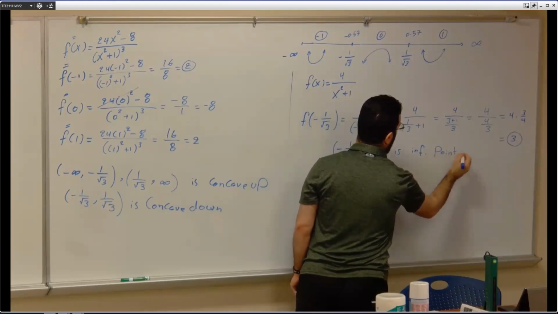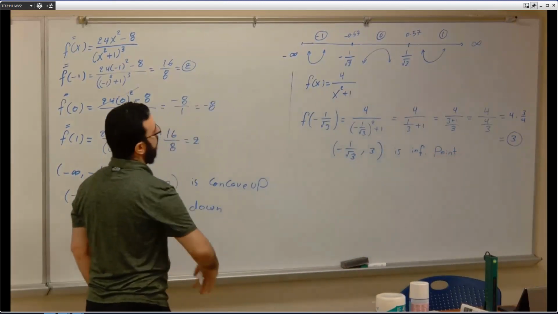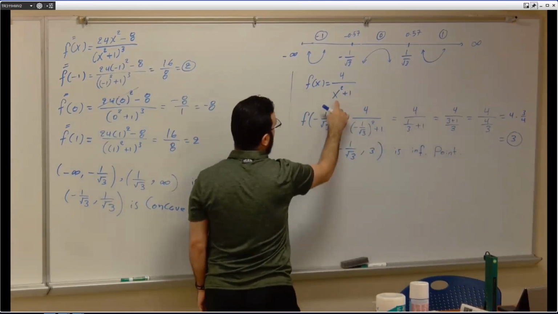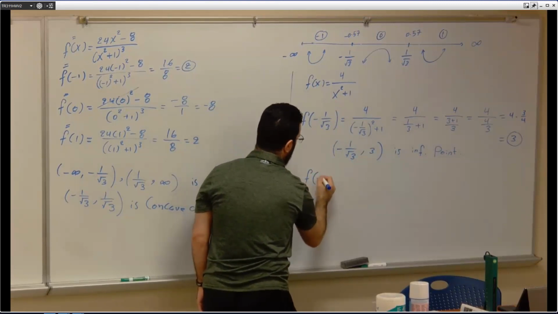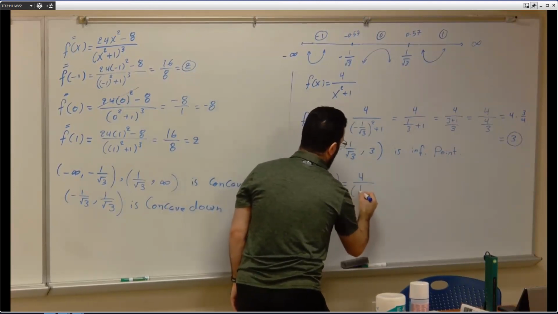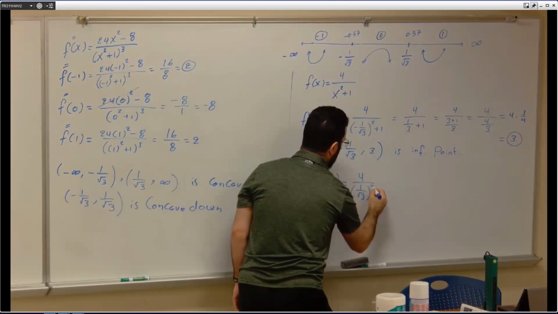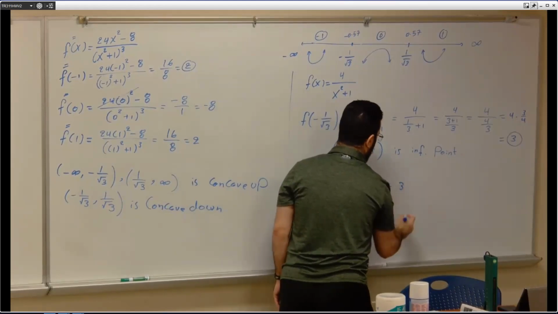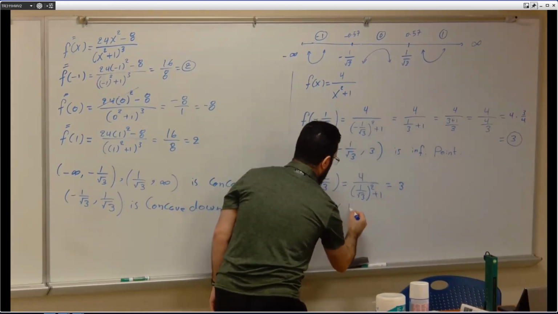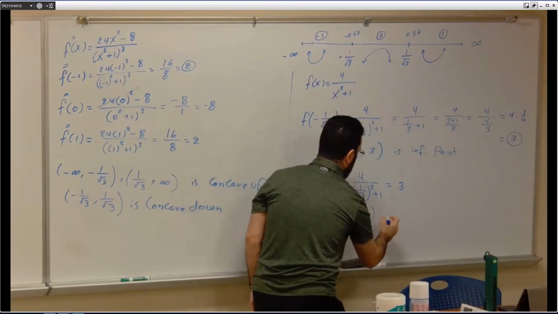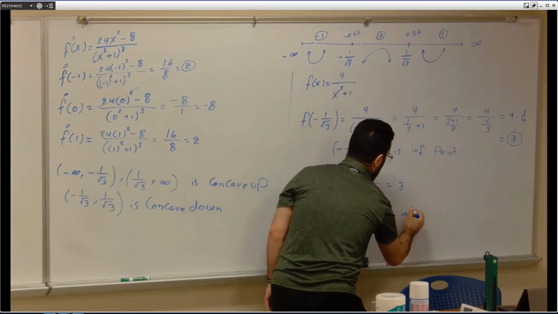And do the same thing with the positive one. This one is going to give the same result because we have a square. So f of 1 over square root of 3 is going to be 4 over (1 over square root of 3) squared plus 1, and it's also going to be 3. So the second inflection point is 1 over square root of 3, with 3 also an inflection.